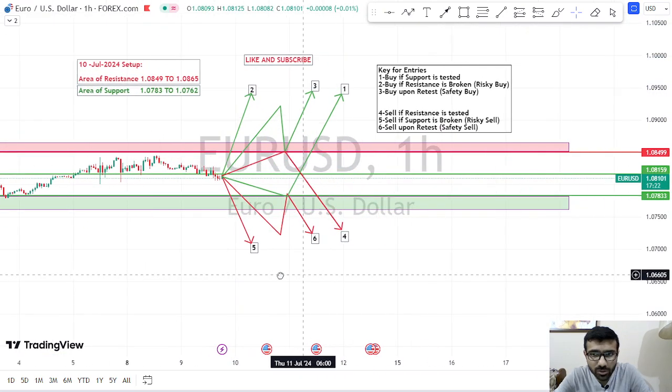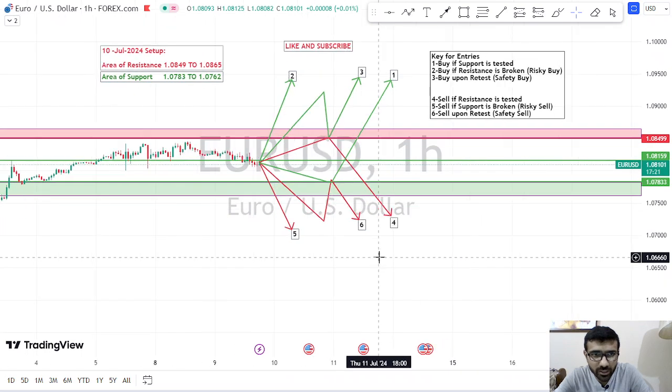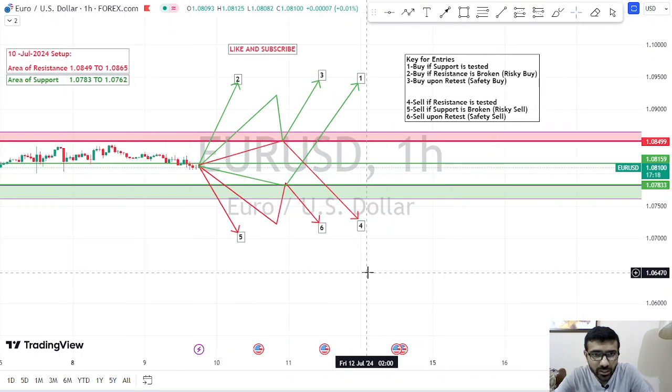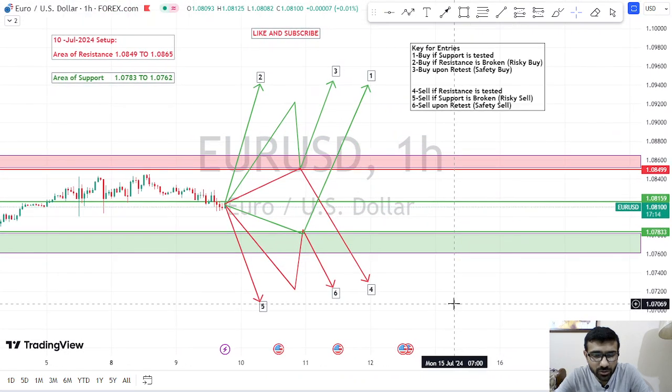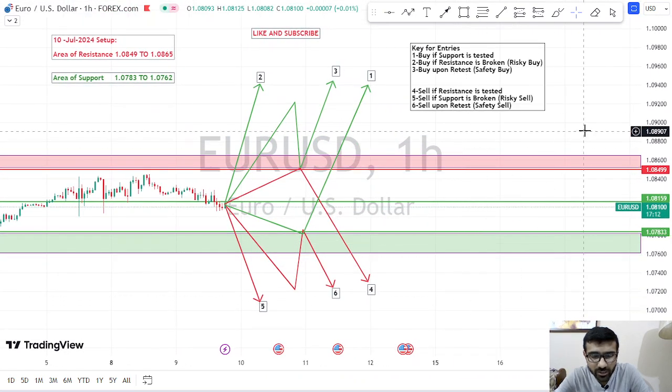Okay, so this is simply the method, and I hope that you guys will be making some good profit in this Euro USD pair. And that's all for today's video.